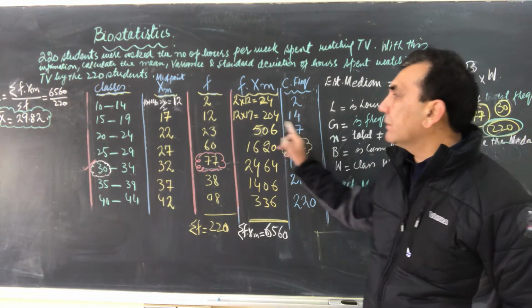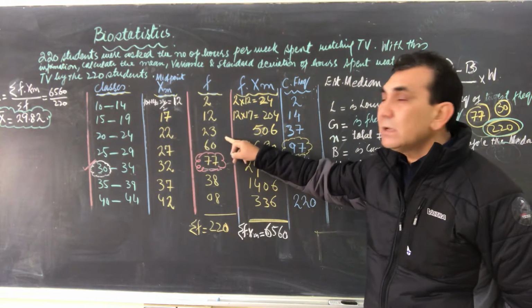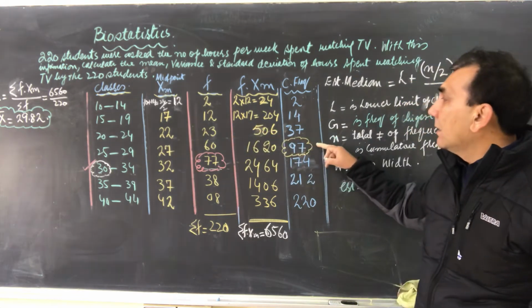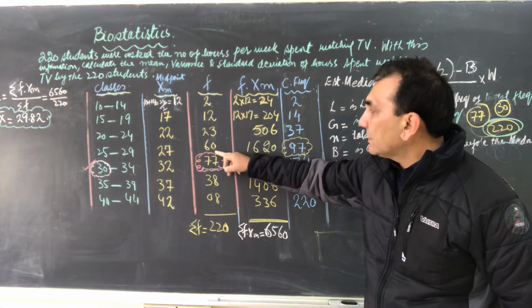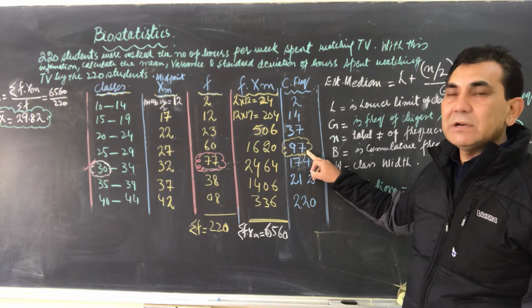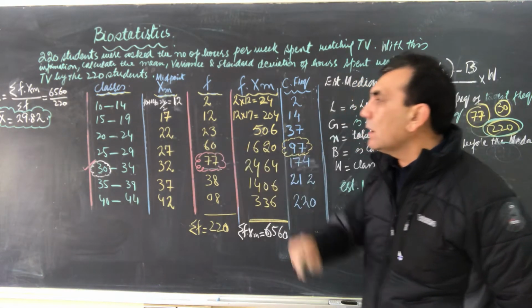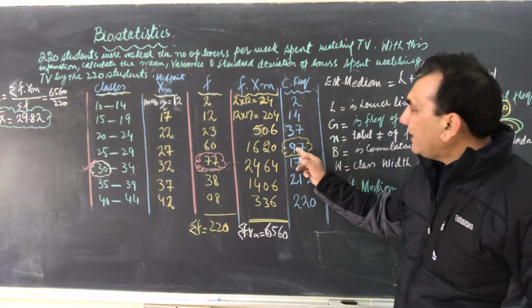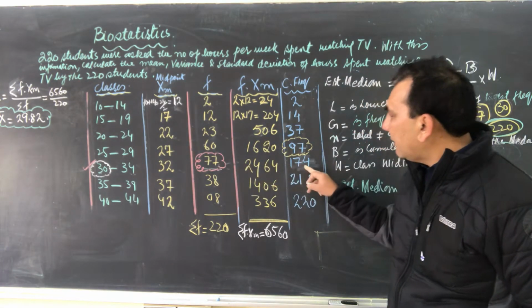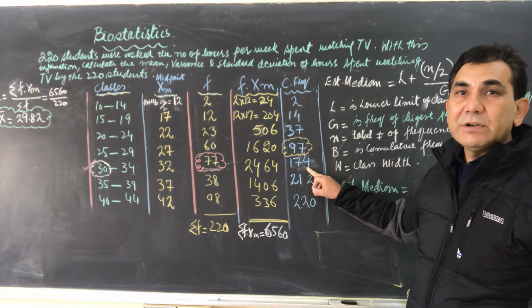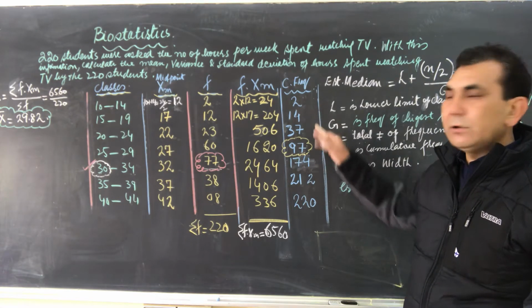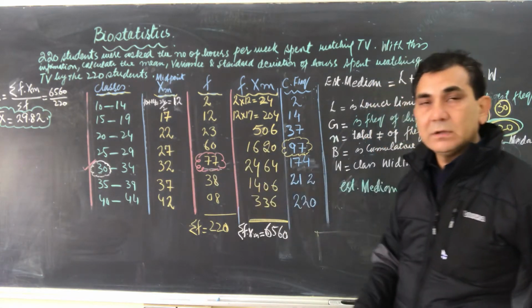37 is the cumulative frequency for class number 3, the third class. And 37 plus 60 will be 97. So 97 is the cumulative frequency for class number 4. Now 97 plus 77 will be 174. 174 is the cumulative frequency for class number 5.